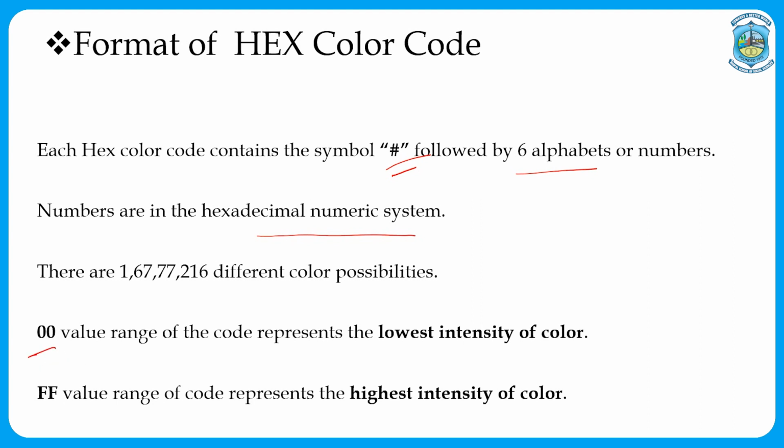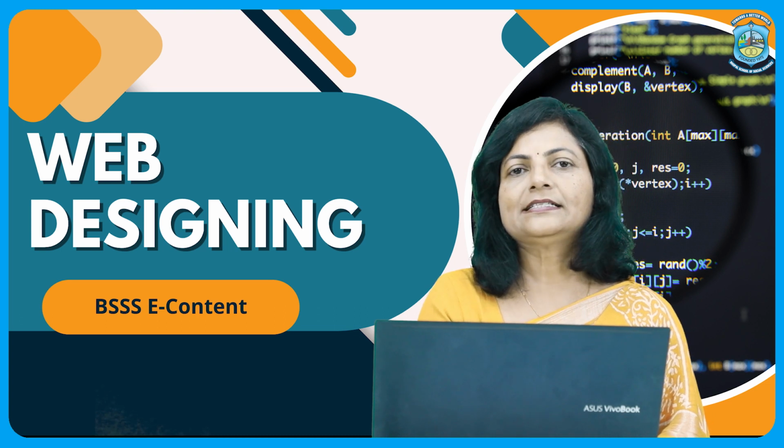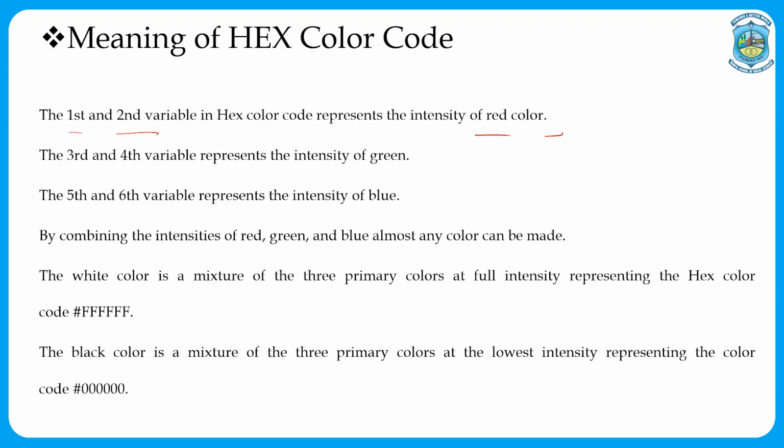The 00 value of code represents the lowest intensity of color and the FF value of code represents the highest intensity of color. The first 2 variables in the code represent the intensity of red color. The third and fourth variables represent the intensity of green, and the fifth and sixth variables represent the intensity of blue color. With the combination of intensities of red, green and blue, almost any color can be made.